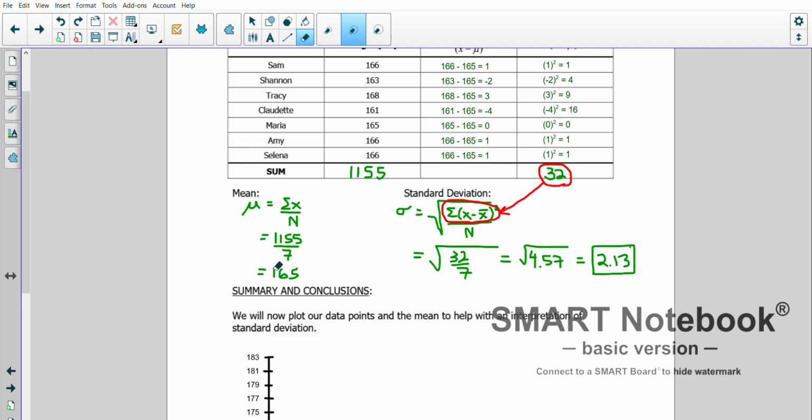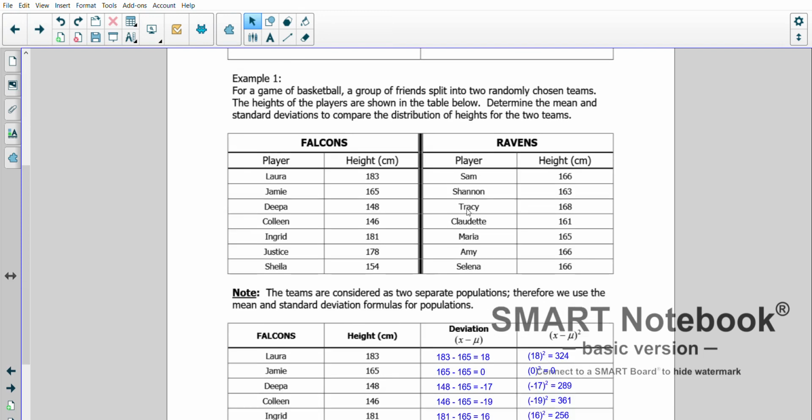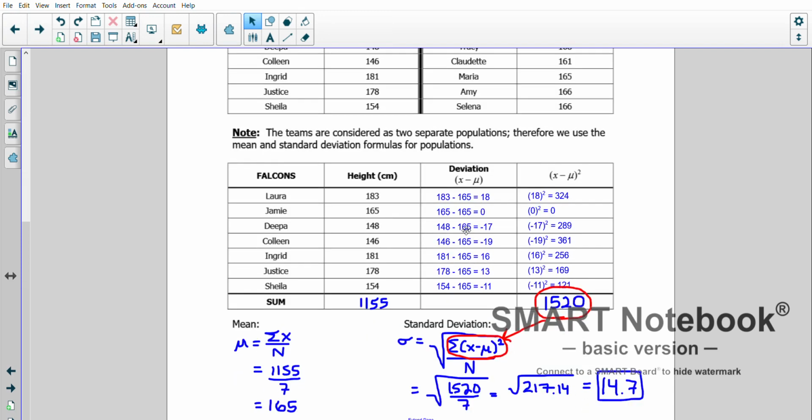So now we can compare. The standard deviation of the Ravens was 2.13 and the standard deviation of the Falcons was 14.7. So what can we conclude about the value of the standard deviation? The conclusion is the larger the standard deviation, the more spread out the data is.